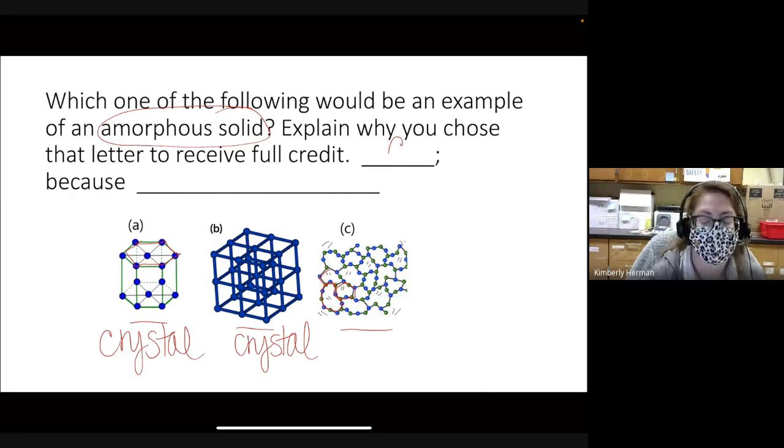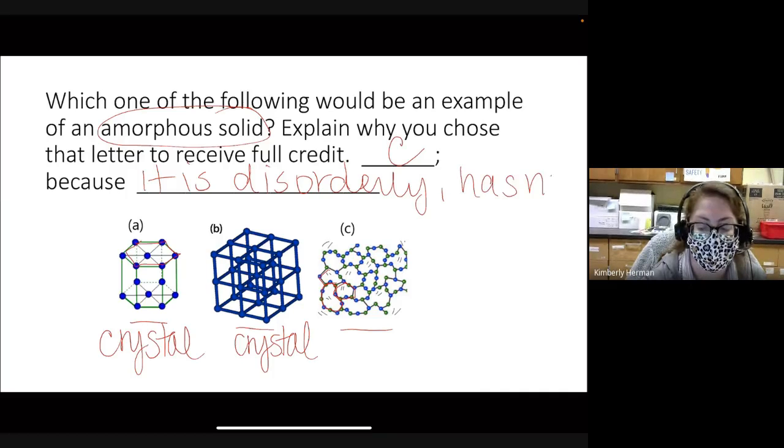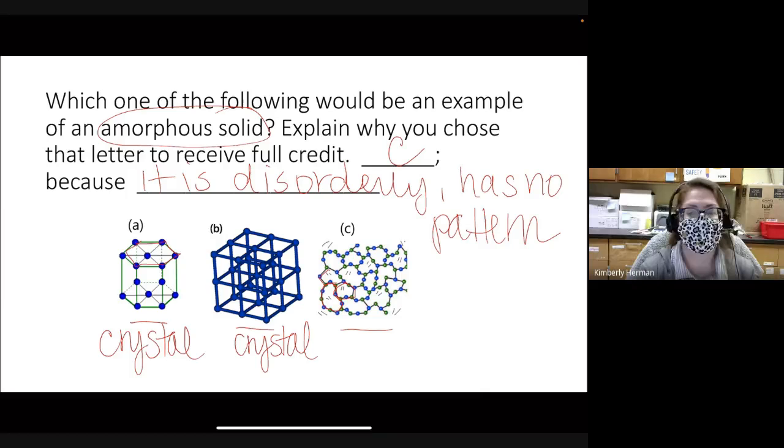So C would be amorphous because it is disorderly and it has no pattern. So that's a key feature about an amorphous solid, that it lacks order, unlike what we have for our crystal there. Some examples were plastic, rubber, or glass.